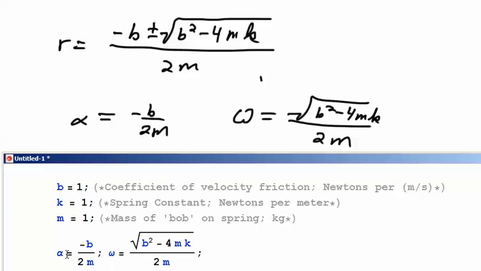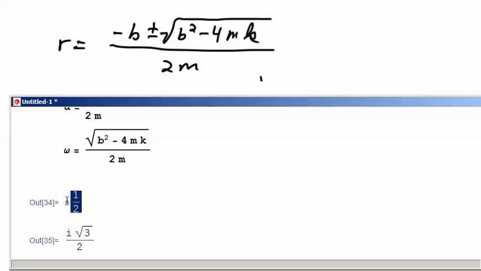Now we'll be taking our alpha being negative b over 2m, and our omega equals the square root of b squared minus 4mk over 2m. And what do we get? Well, I need to remove the semicolon so I can see the answer. And we see here that alpha is negative 1/2 and omega is i square root of 3 over 2.